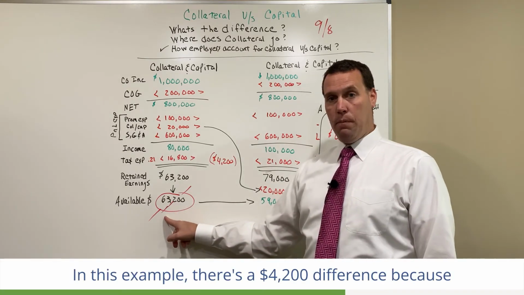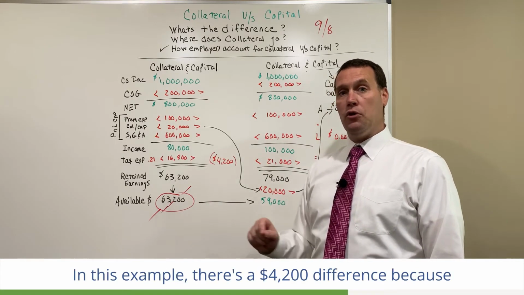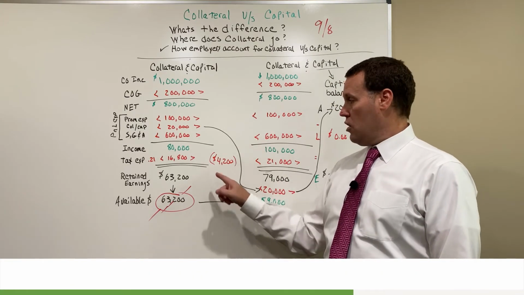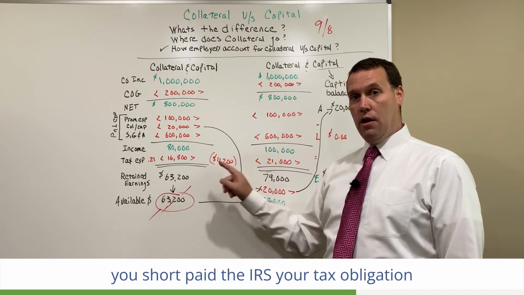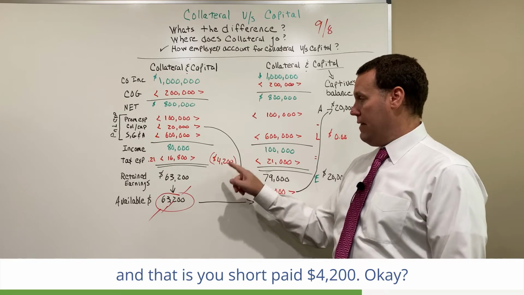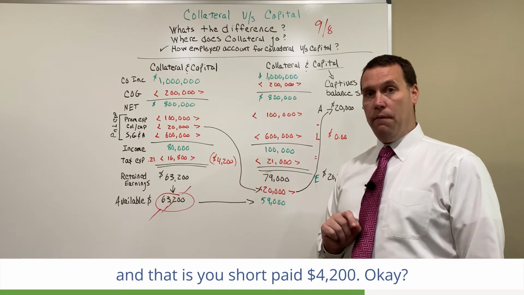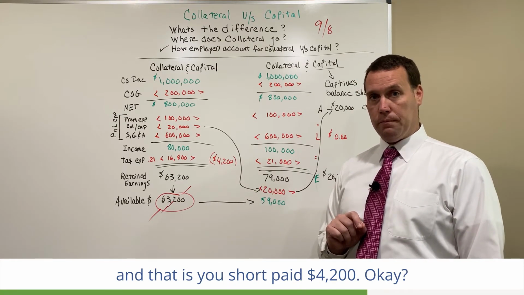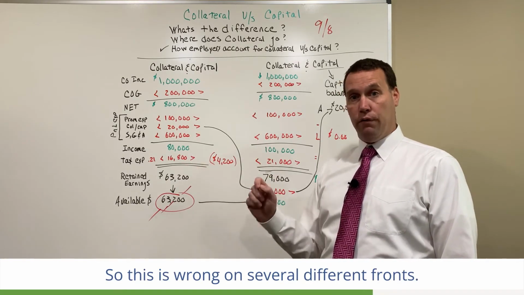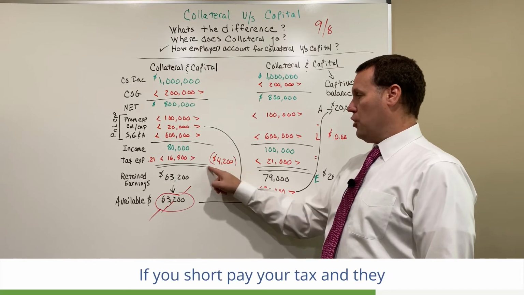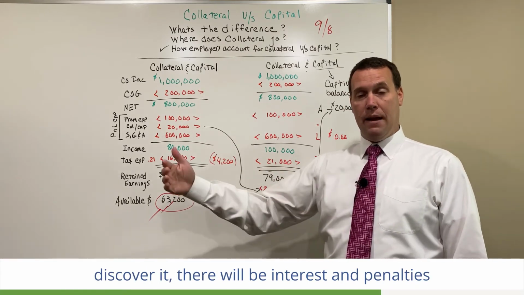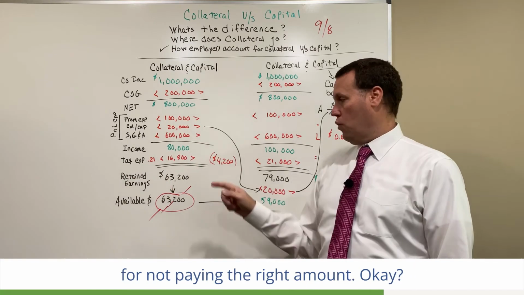In this example, there's a $4,200 difference because you short paid the IRS your tax obligation. Okay? So this is wrong on several different fronts. If you short pay your tax and they discover it, there will be interest and penalties for not paying the right amount.